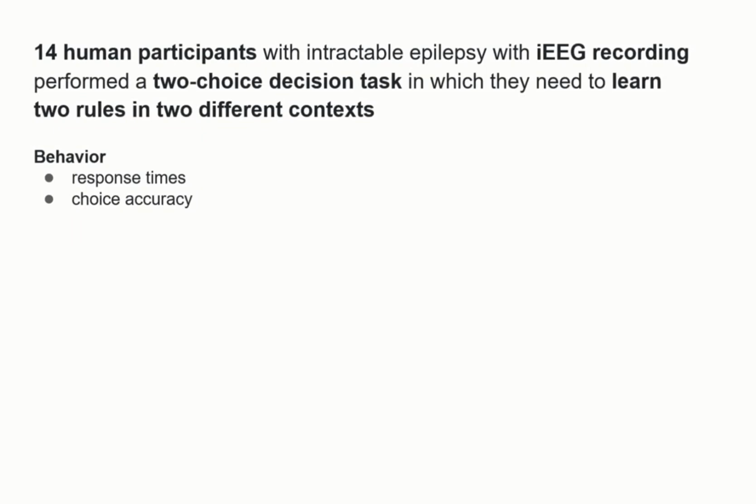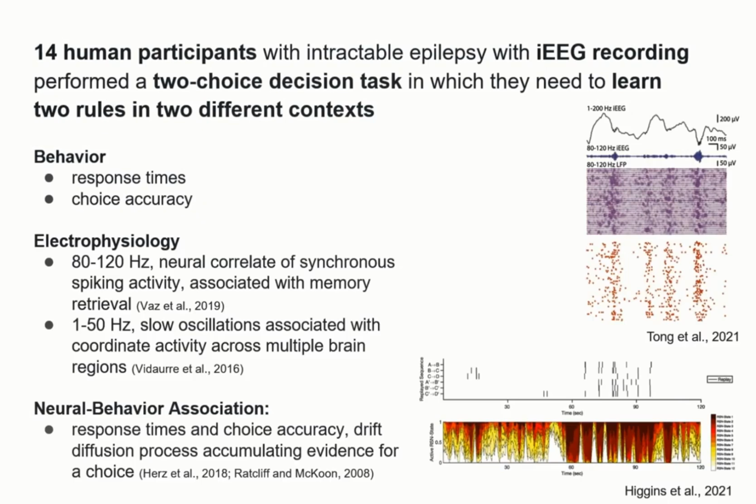To test our hypothesis, we collected response time and choice accuracy from 14 human participants who performed a two-choice decision task. As the participants performed the task, we collected intracranial EEG signals across the brain, and we use the 80 to 120 Hz bandpass filtered signal as a correlate of neural activity, as we have previously shown this to be associated with memory retrieval. We also look at how slower 1 to 50 Hz oscillations are synchronized across brain regions, as this has recently been shown to coordinate information flow in high-frequency power bursts across brain regions.